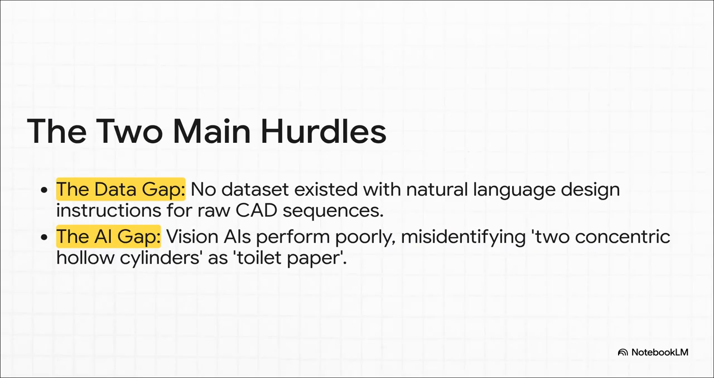Now, to get there, researchers had to clear two massive hurdles. First, there was the data gap. There was just no textbook for an AI to learn from, no giant data set connecting simple text descriptions to the step-by-step instructions of CAD. And second, there was the AI gap. The AIs that did exist just weren't built for this. As the paper points out, a vision model might look at two concentric cylinders and, I kid you not, hilariously misidentify them as toilet paper, which, as you can imagine, is not exactly helpful for precision engineering.